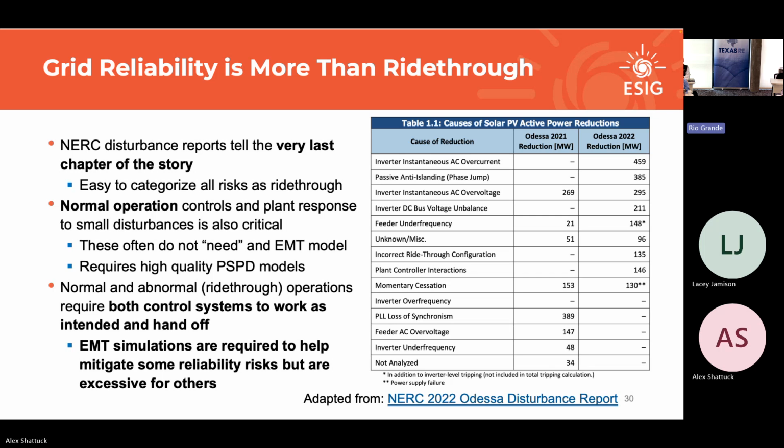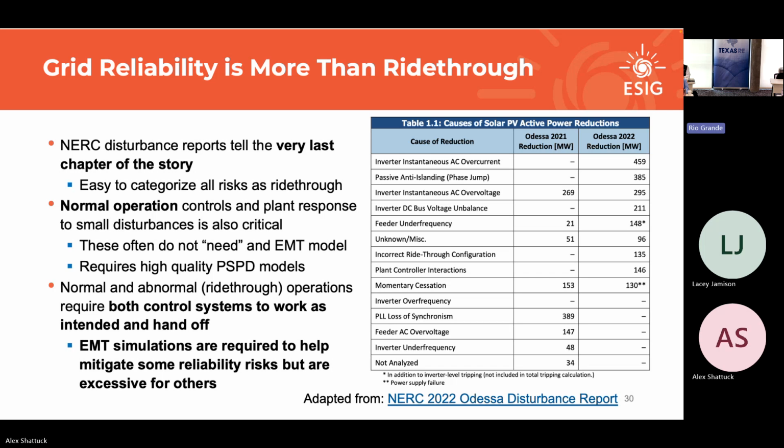A big piece of grid reliability is normal operations, right? So that's primary frequency response, regular voltage slope response, power factor control, which we probably shouldn't use in the US, but it is used. Reactive power control, active power set points for ramping up and down for balancing, things like that. There is a whole bunch of reliability aspects, controls in a facility, that need to be tuned to make sure that they're reliable. And a lot of these don't really need an EMT model.